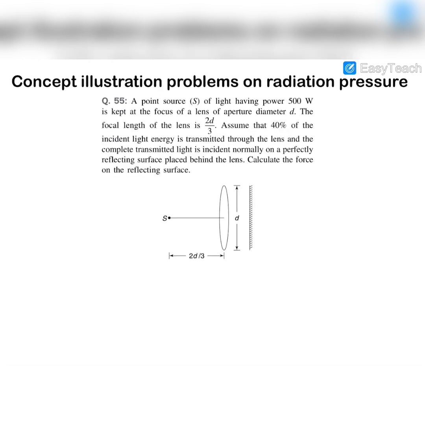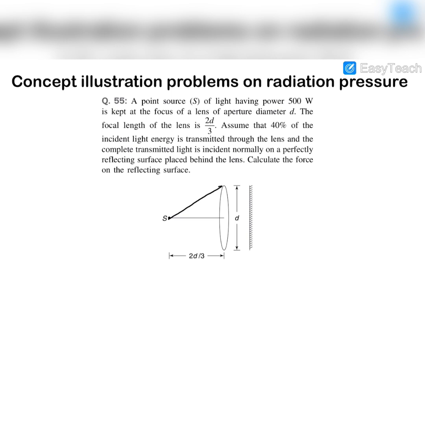In this question, you can see that there is a point source of light having a power of 500 watts. It is kept at the focus of this convex lens of aperture diameter D. The focal length of the lens is 2D by 3, and assuming that the power transmitted through this lens is only 40% of the incident power on the lens, and the surface of the mirror is perfectly reflecting, we have to find out the force acting on the mirror.